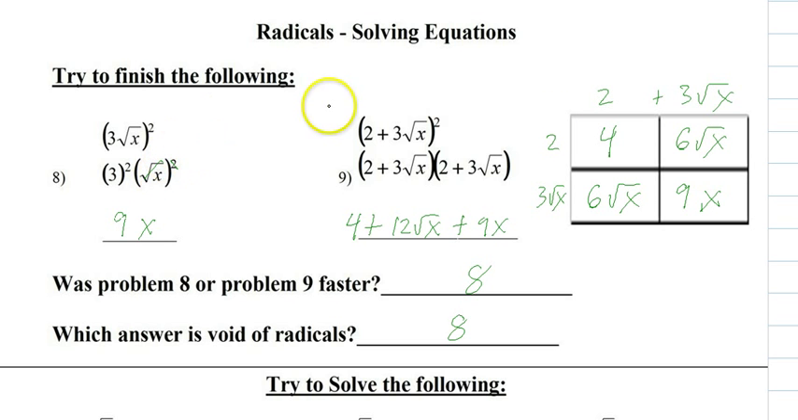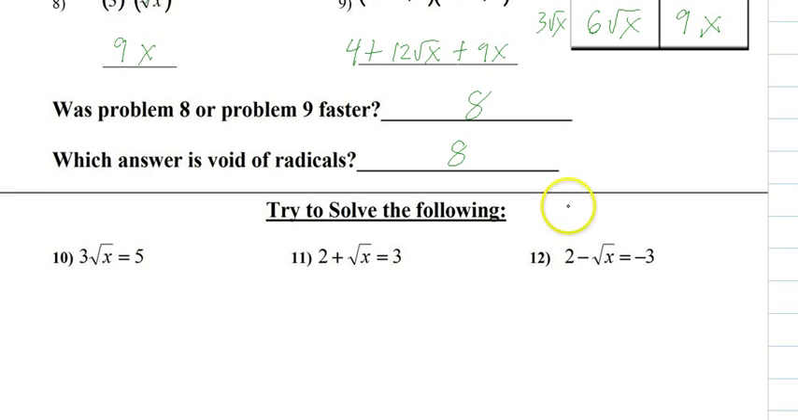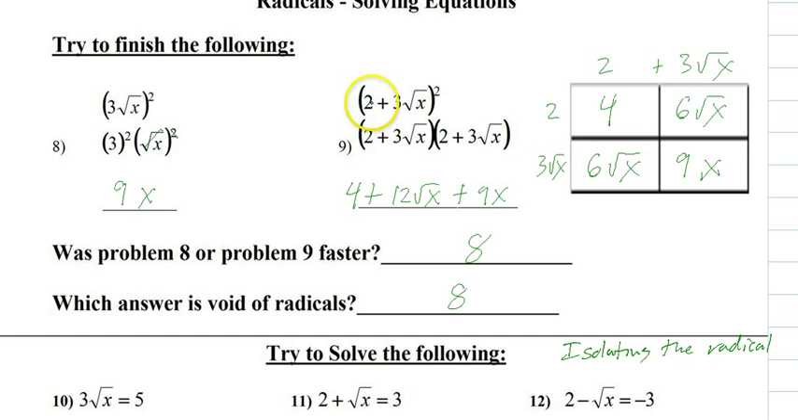So whatever equation we have, if it looks like this, we have to make it look like this. And that means isolating the radical. That's what we're doing in this video. So if you have a plus, you need to isolate the radical so it looks like this.